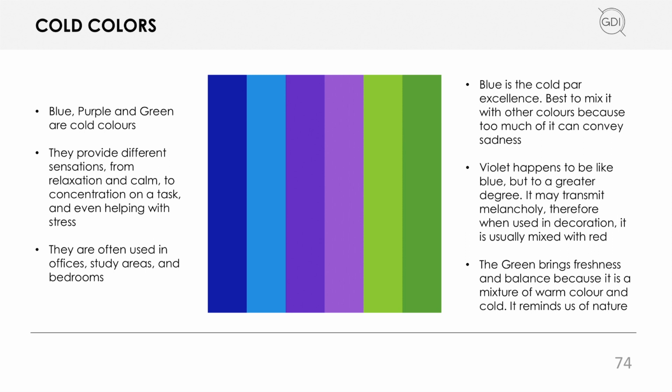I will talk a bit more about each of these colours. Blue is referred to as cold par excellence, and it is best to mix it with other colours, as too much of it can convey sadness, which your clients may not appreciate. Violet, on the other hand, happens to be like blue, but to a greater degree. It has the tendency to transmit melancholy. Therefore, when it is used in decorations, it is often mixed with colours like red.